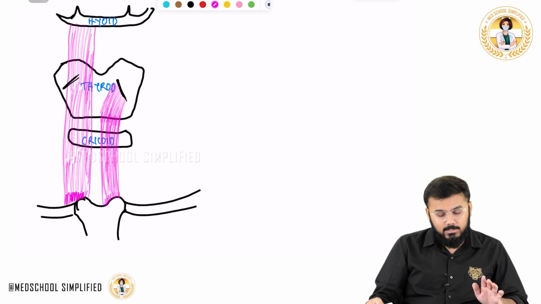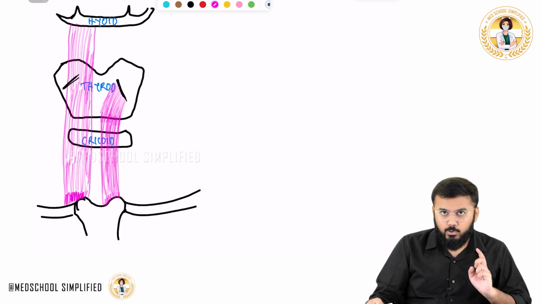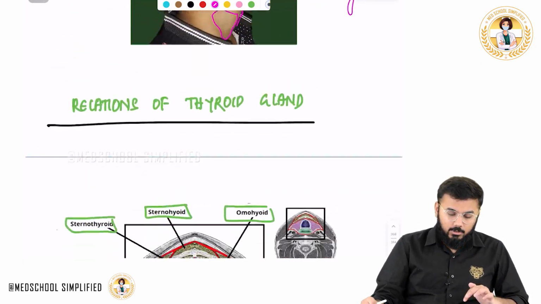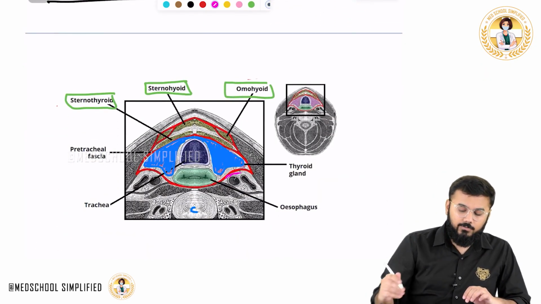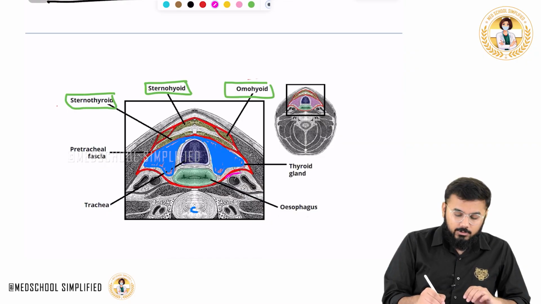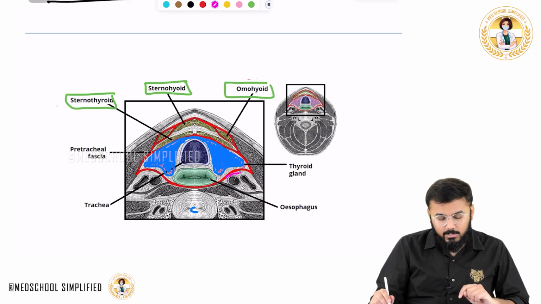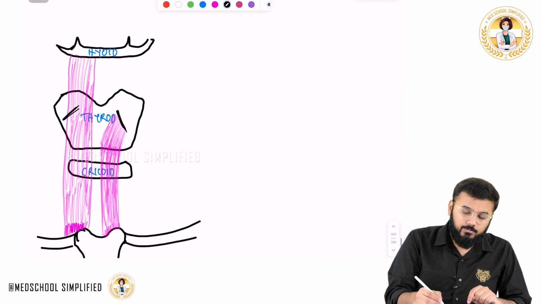Okay, and next there is another one called omohyoid, which I cannot show to you here, but just remember it like that. So what are the three muscles in front of your thyroid gland? One is your sternohyoid, omohyoid, sternothyroid. Let us write it down.